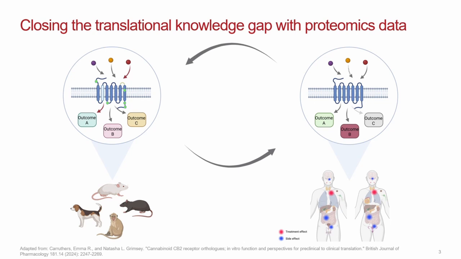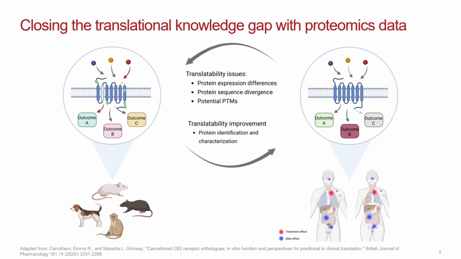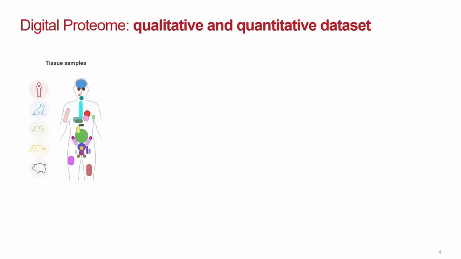And why is that? Reasons could be that the amino acid sequence of the GPCR receptor differs from human to the preclinical model, or we have different post-translational modifications. Or at the end, the protein of interest is not only expressed in the tissue of interest, but also in other ones, therefore leading to unwanted effects in human. So how can we improve translatability? That's by doing a deep proteomic data set. And that's exactly what we've done.